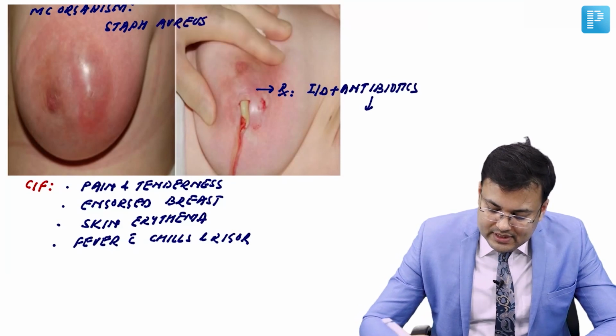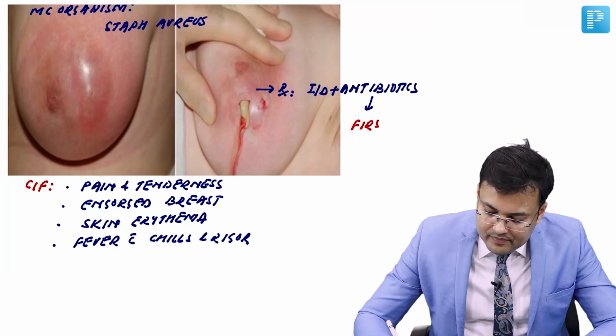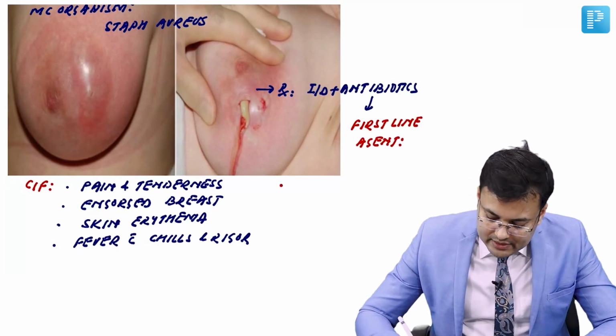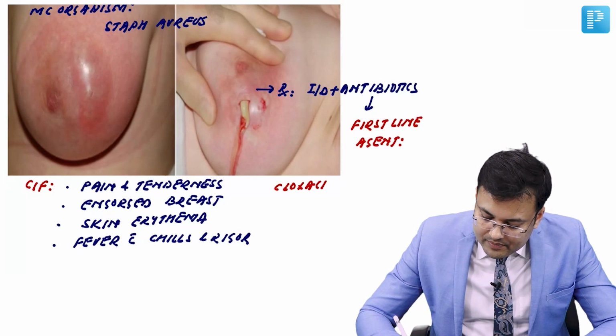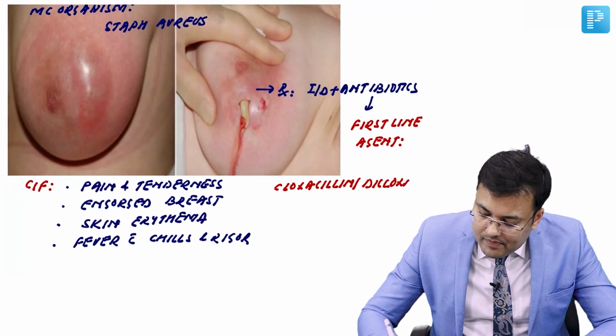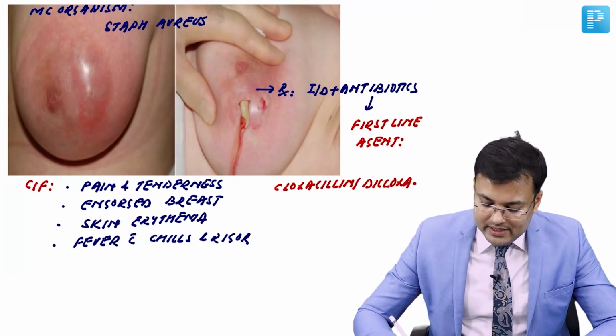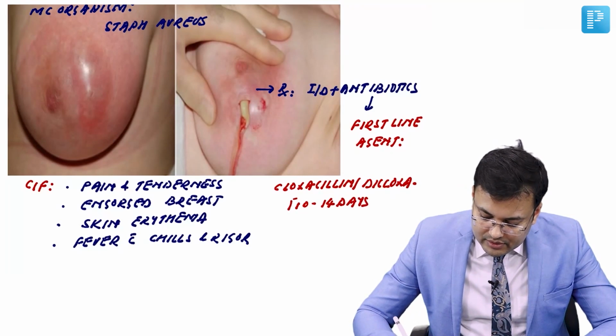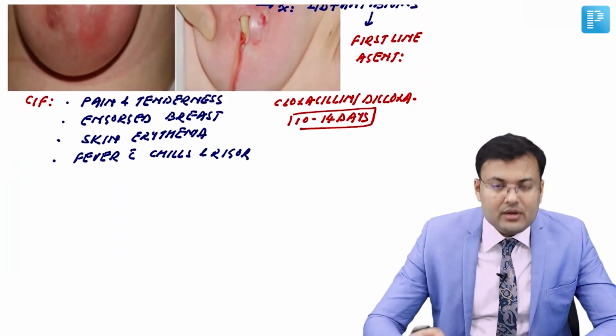And what's the first line agent? This was the question in NEET, and it is cloxacillin or dicloxacillin. And it's given for how many days? It's given for 10 to 14 days. Clear? So this is how we manage the breast abscess.